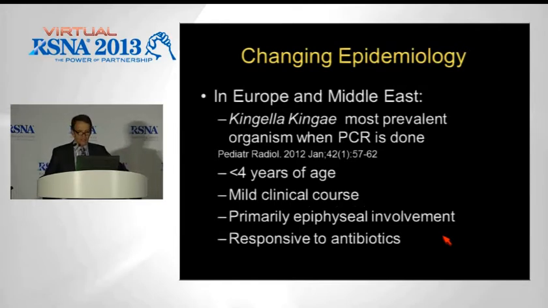On the other side of the spectrum, on the benign side of the spectrum, it turns out that in Europe and in the Middle East, there have been reports of this organism called Kingella kingae. Kingella kingae now seems to be the most prevalent organism in osteomyelitis when you do PCR analysis.